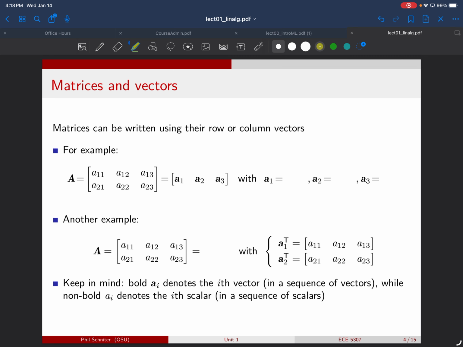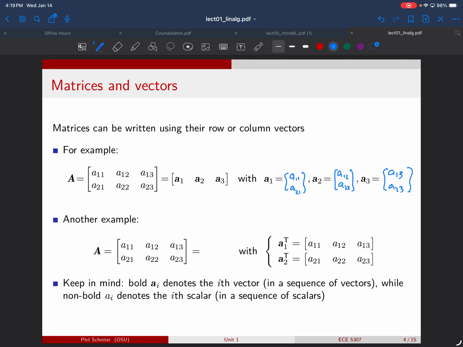So there are many ways to decompose a matrix into some vector structure. One way is we could express this matrix A here, which is specified like this, using these three columns. So here A1 is the first column, which is A11, A21, and the second column would be A12, A22, and the third column would be A13, A23.